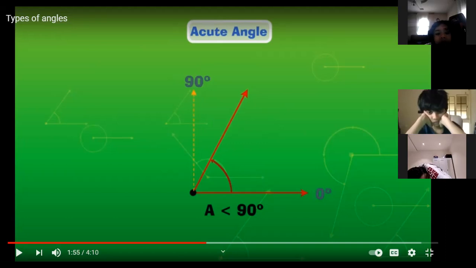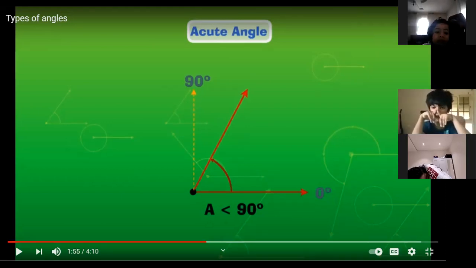Okay, Osama. What is the name of the first type? Acute angle. So look, this one, the two red rays, will form an acute angle. Say it again. Acute angle. So look, is this one an acute angle?